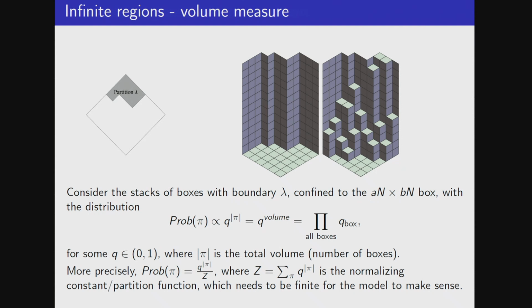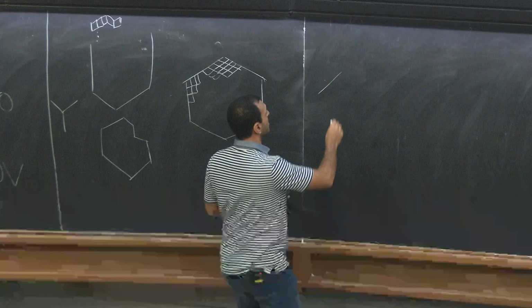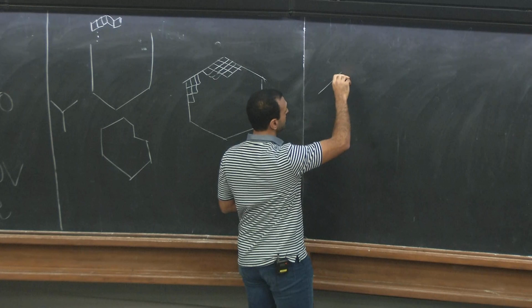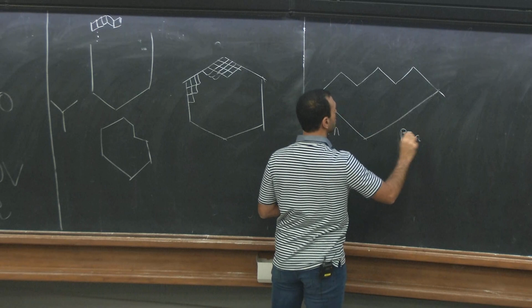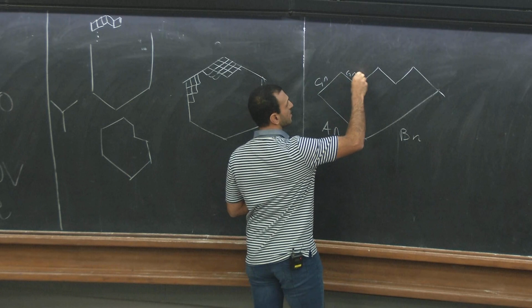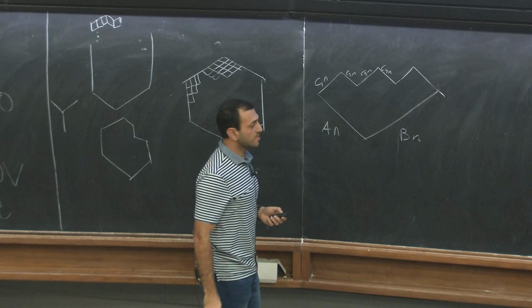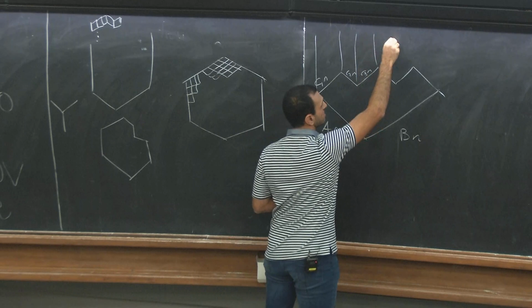Now what you want to study is how this thing behaves as n goes to infinity. In this language, there are some results that go back to the 80s with Bernard Nienhuis and co-authors. In the late 90s and early 2000s, Okounkov and Reshetikhin studied the following kind of boundary conditions. You take, say, an aN by bN room and look at the back wall that looks like this, c1 N, c2 N, c3 N, and so on. So c1, c2, c3 are constants, and n goes to infinity. You're tiling a room that looks like this, and you want to understand random tilings of that with respect to the q to the volume measure.